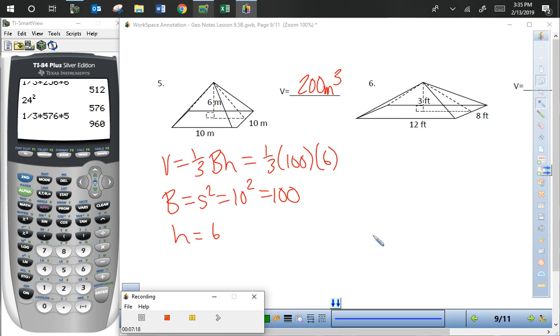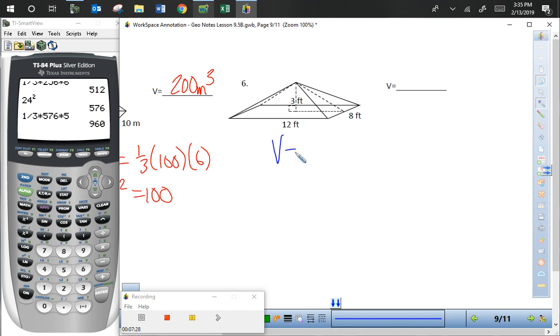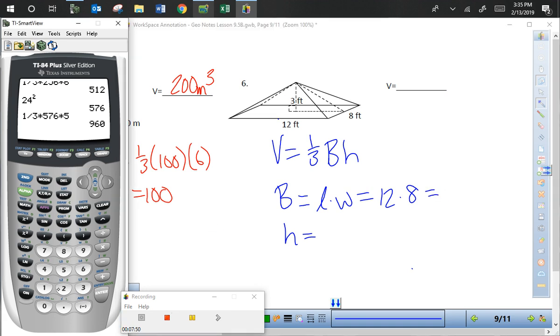Now on the next one, we still have a pyramid, so our formula doesn't change, but when we're looking at big B, the area of the base, you'll notice we have 2 different dimensions here. So this is a rectangular pyramid. Okay, the area of a rectangle instead of side squared is just length times width. So we're taking the length 12 times the width 8, which is 96.